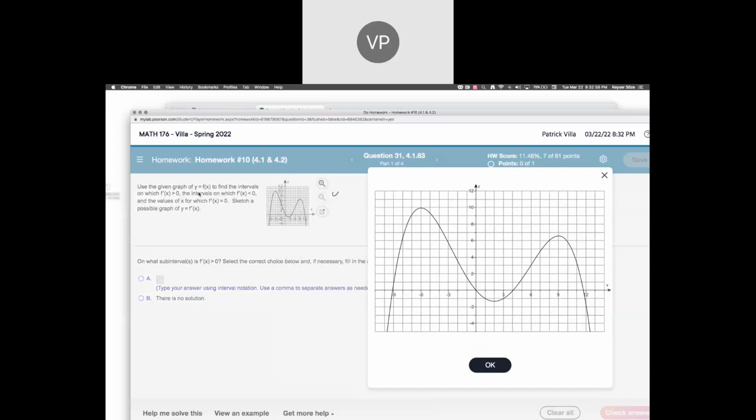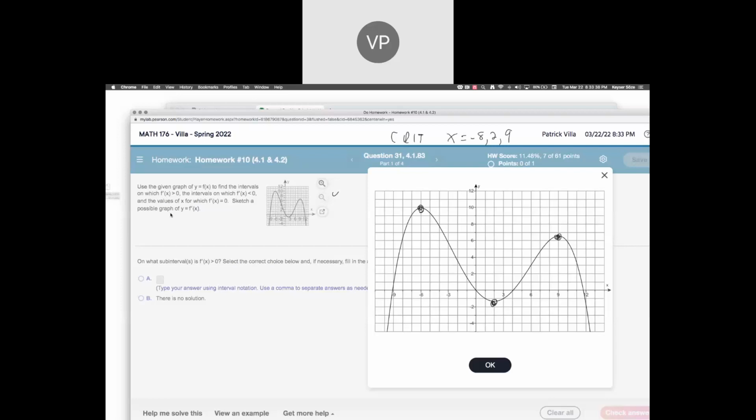Okay, so find the intervals in which the derivative is greater than 0 and the intervals in which the derivative is less than 0, and the values for which the derivative is equal to 0. Sketch the graph. Okay, so start with the zeros. I know my derivative is 0 at all the local maxes and mins. Here, here, here. Those are all the places we have a 0. Okay? And it looks like it's pretty clear. Critical points, x equals -8, 2, and 9.